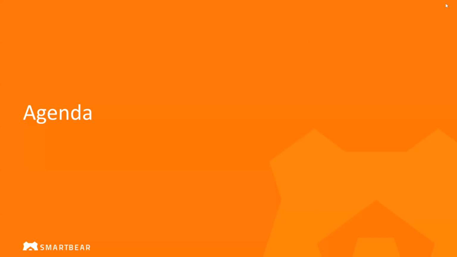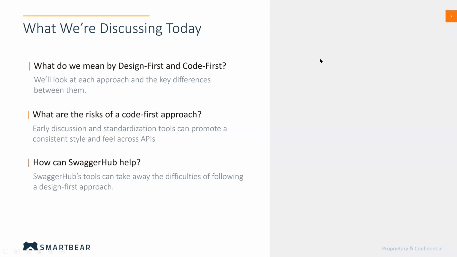So we always have an agenda. Let's talk about the agenda. So here's what we're going to discuss today. First of all, we're going to talk a little bit about the differences between design first and code first. There are obviously two important topics given what we'll be discussing today. So we'll take a look at each approach and talk about some of the differences between the two of them.